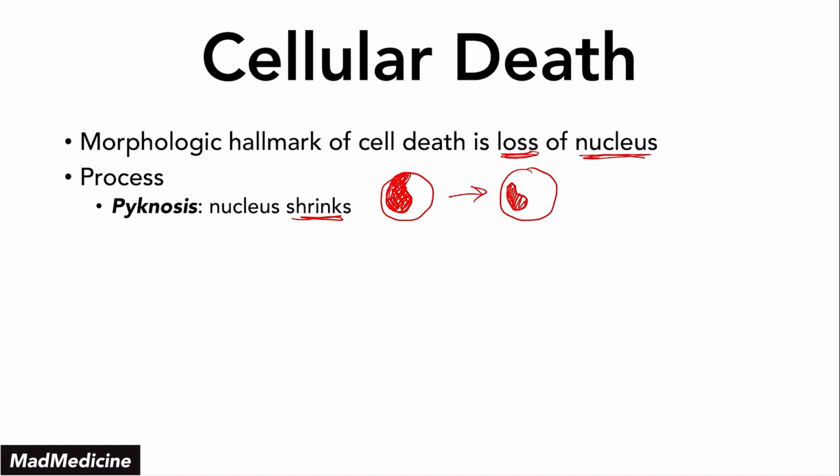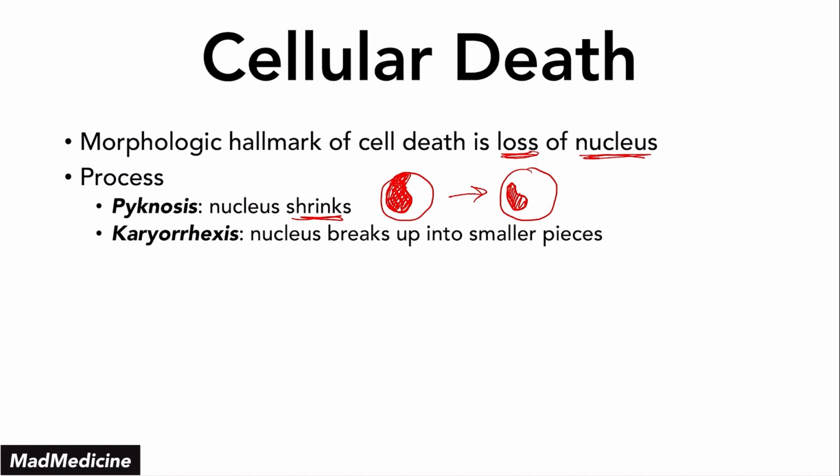Now, the next step is going to be karyorrhexis. In karyorrhexis, the nucleus is going to break up into smaller pieces. Okay, so here's the same cell, but you have the nucleus breaking up, but it's still small, but it's breaking up into smaller pieces.